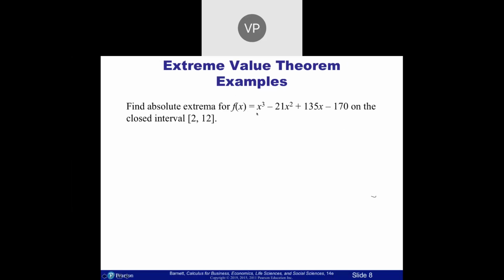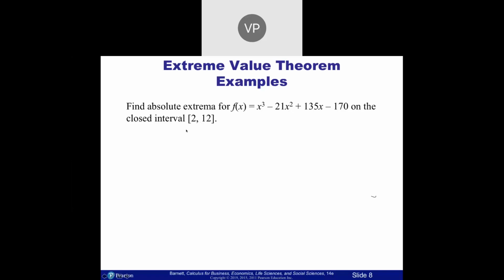We have a cube function. F of x equals x cubed minus 21x squared plus 135x minus 170. We want to know what's the absolute extrema on the closed interval 2, 12. Now remember, these are x values. The lowest x value is 2, the highest x value is 12. Normally this thing is going to have a domain of all real numbers, but they're going to close it off.